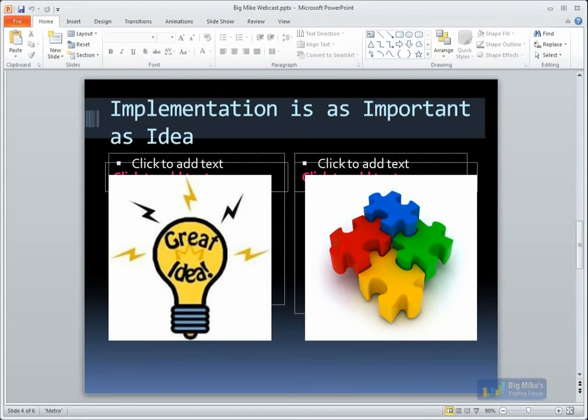All right, implementation is as important as the idea, and this is a concept that purely comes out of the most recent book. I don't think I've had it in any of the other books. Some concepts do come across multiple times in different books, but this one, as far as I can recall, only occurs in this most recent book.